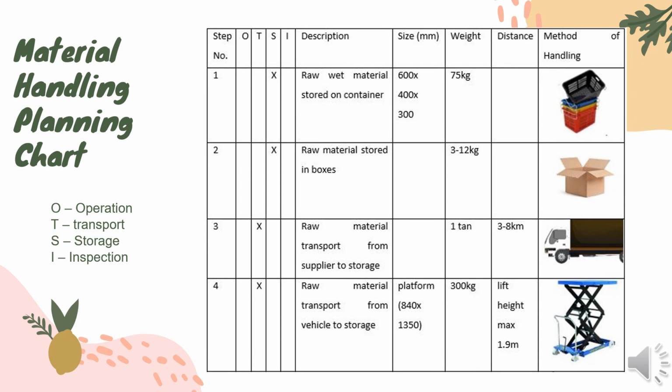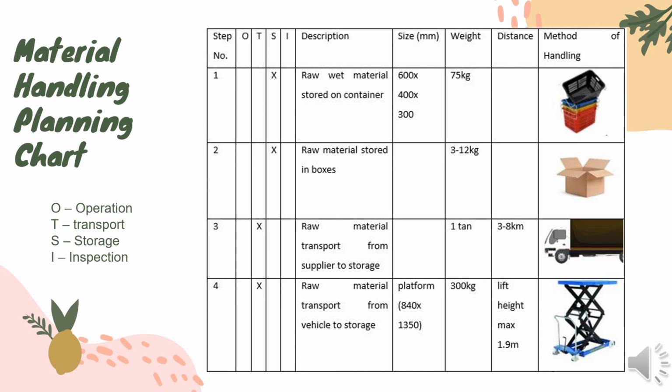A material handling planning chart can be used to gather information pertaining to a specific material handling problem and to provide a preliminary examination of the alternative solutions. So here is our planning. Number 1, raw material stored in a container, and we are using big crates. Secondly, raw material stored in boxes, and we are using boxes. The third one is raw material transferred from the supplier to our storage, and we are using a 1-ton lorry.